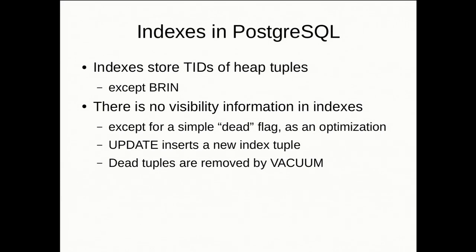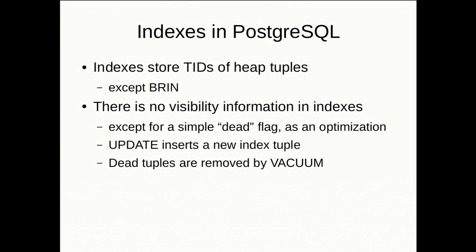And also, there's no visibility information in indexes. So for the purposes of this presentation, and as far as indexes are concerned, we don't need to care about visibility. Is this tuple dead? Is it updated? Can I see this? None of that matters. The indexes don't care about that. The visibility information is stored in the heap. And after you've looked up a row from the index, we check the visibility elsewhere.